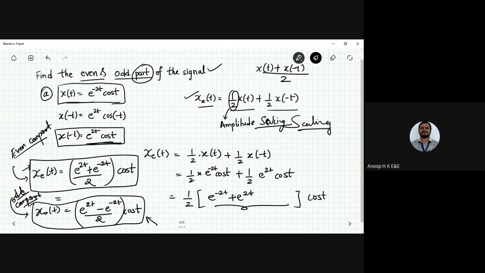So this is how you find x e of t, which equals e power 2t plus e power minus 2t divided by 2 into cos t, and x o of t, the odd component, which is e power 2t minus e power minus 2t divided by 2 into cos t. Observe that you change t to minus t, and that is where the even and odd components get calculated.